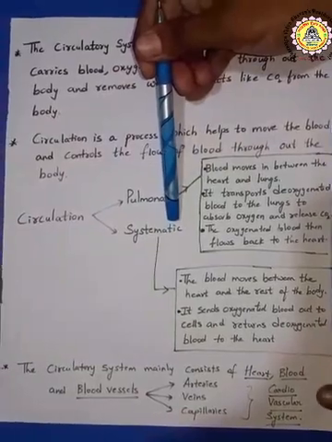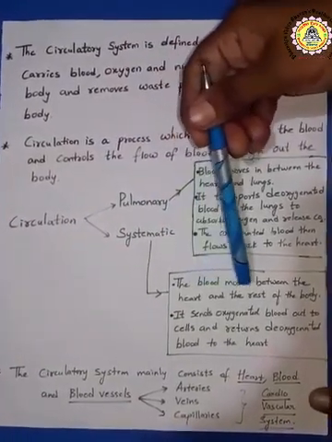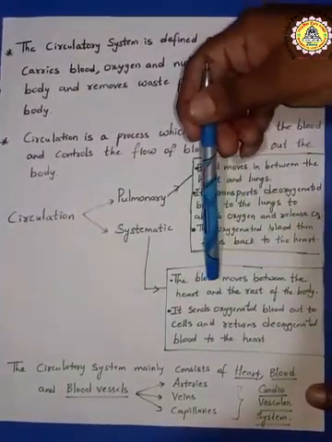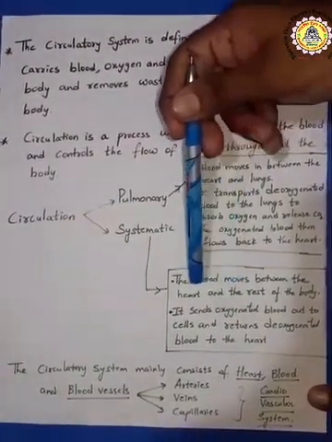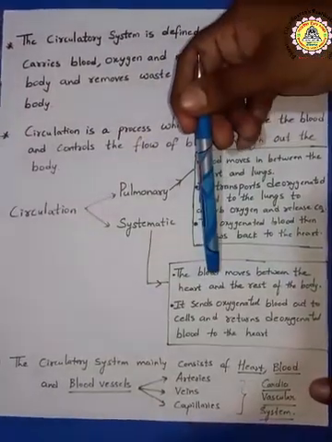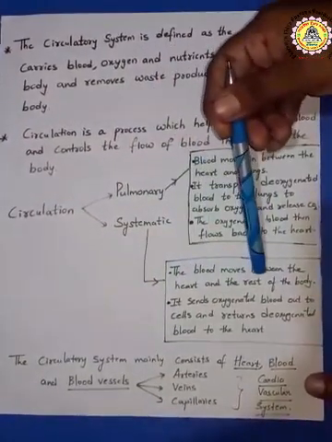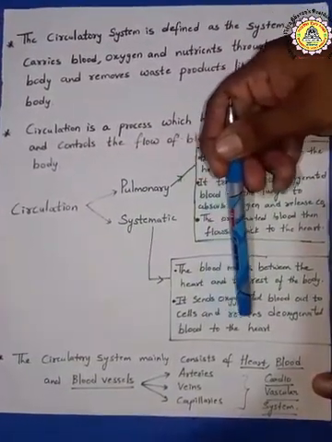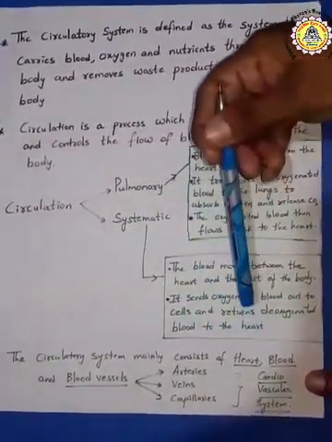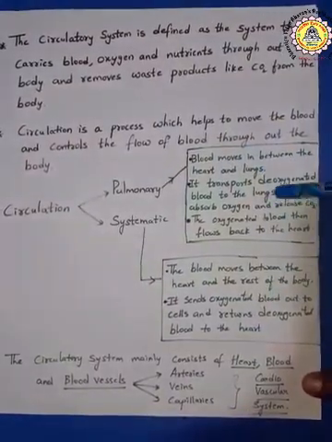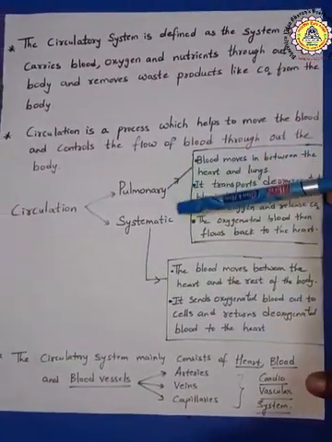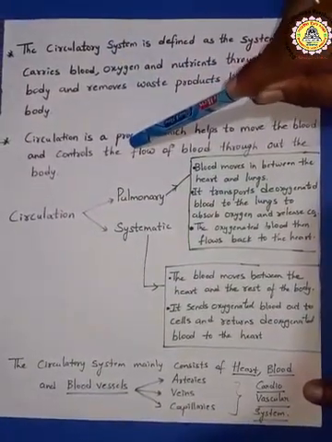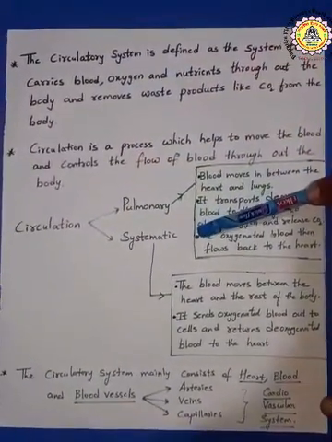And what is systematic circulation? Here the blood moves between the heart and the rest of the body. Oxygenated blood enters from the heart. So from the heart to the rest of the body, it is called systematic circulation. It sends oxygenated blood out to the cells and returns deoxygenated blood to the heart. These are the main functions of pulmonary circulation and systematic circulation. Now we have learned the definition, what circulation is, and the different types of circulation.